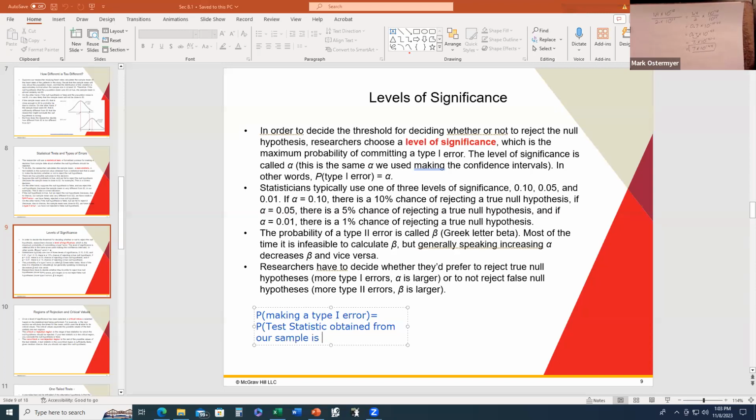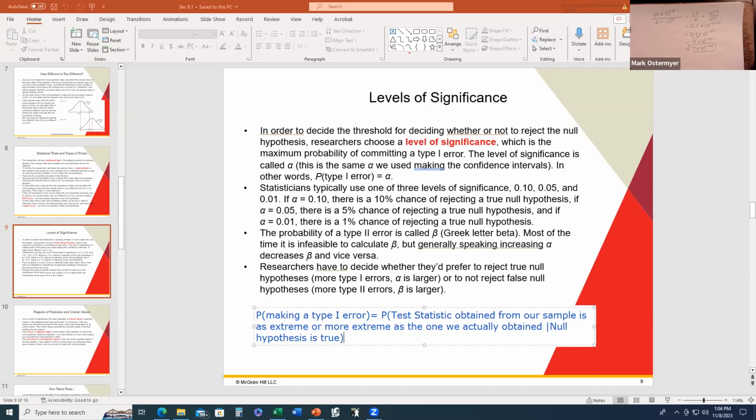is as extreme or more extreme, okay, as the one we actually obtained, given that, so there's that vertical bar, given that the null hypothesis is true.